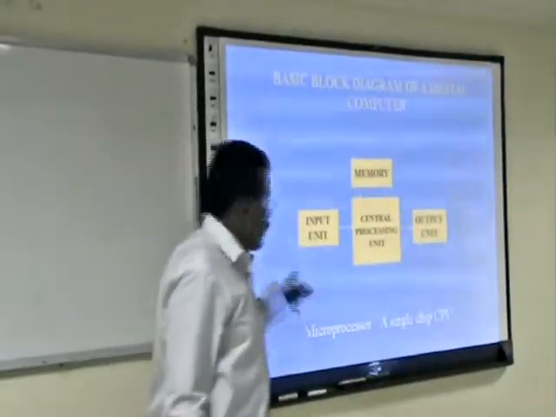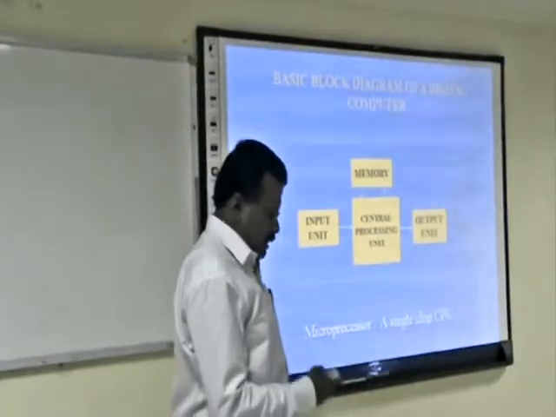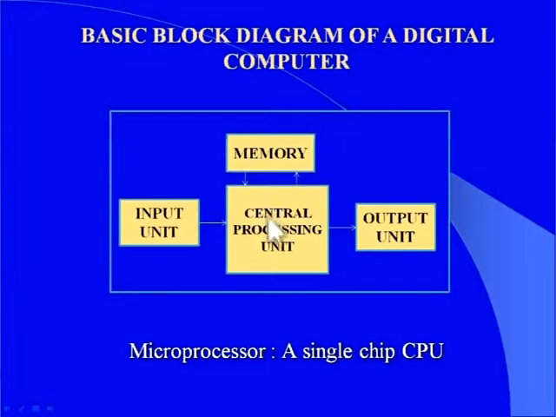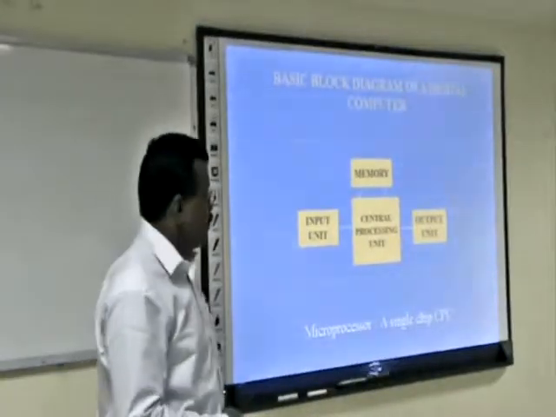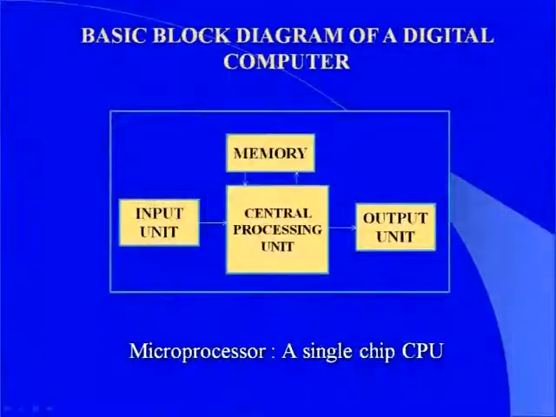The figure shows the basic block diagram of a digital computer. The major component is the central processing unit, which is like the brain of a human being. The next component is the input unit. The input unit is used to give the input to the CPU. Examples of input units are the keyboard and mouse.